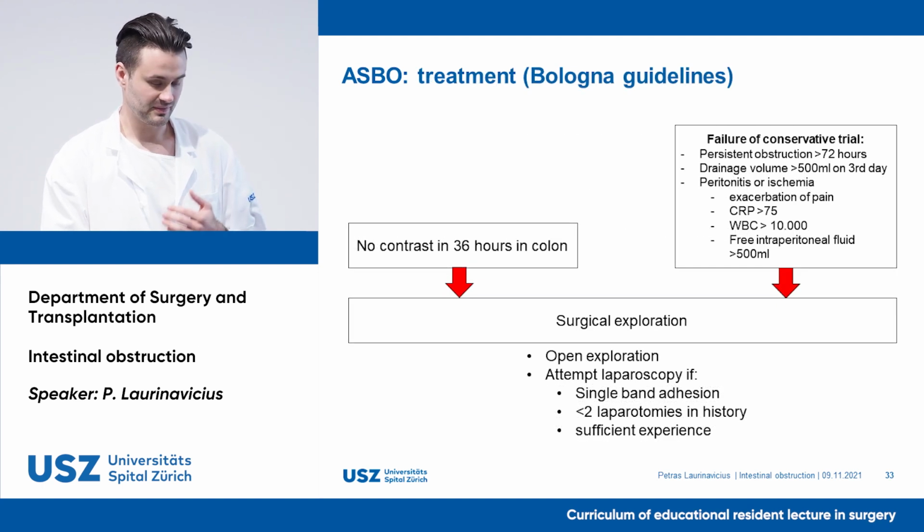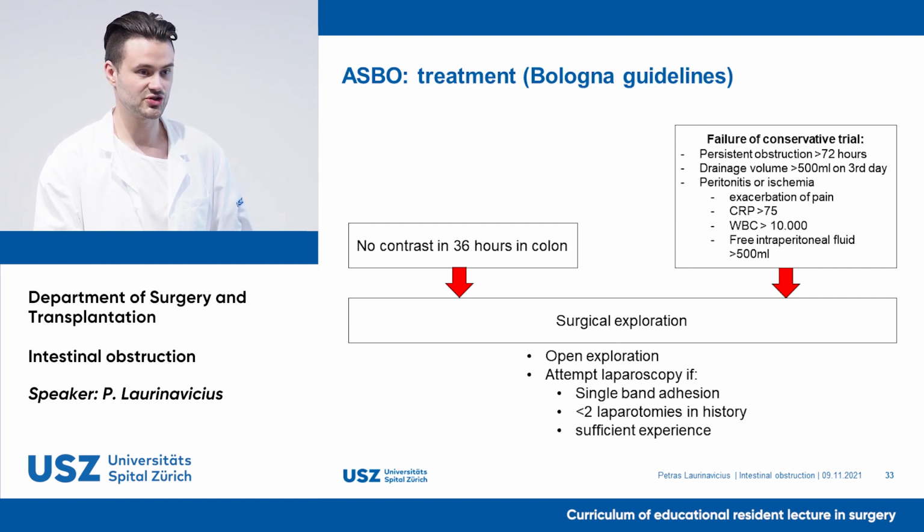So, if we don't see contrast in the colon in 36 hours, or if the conservative treatment fails, that means if we have persistent obstruction for more than 72 hours, if the drainage volume is more than 500 milliliters on the 3rd day, or if the patient develops signs of peritonitis or ischemia, we have to go with surgical exploration, and the gold standard of it is the laparotomy.